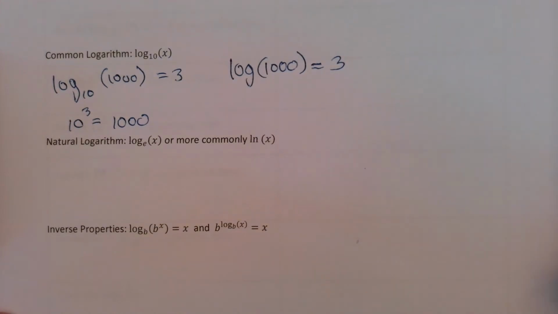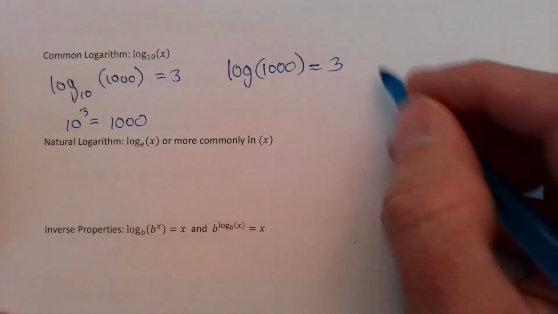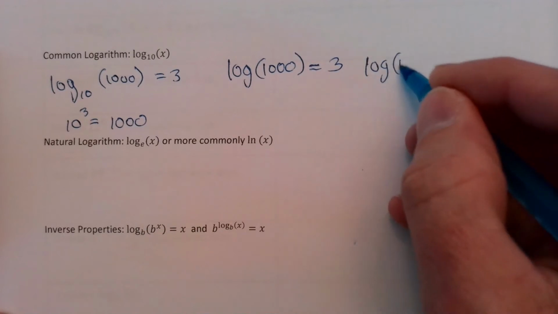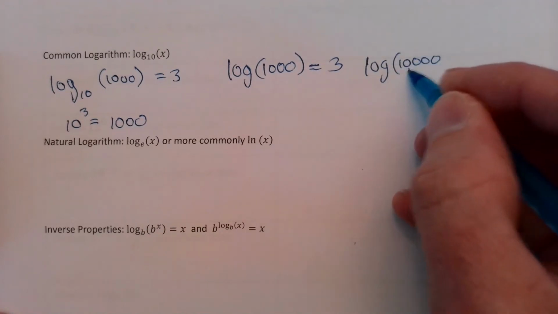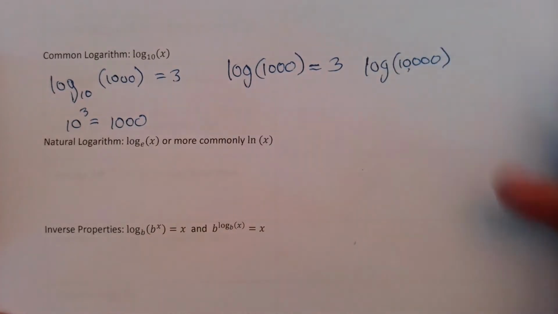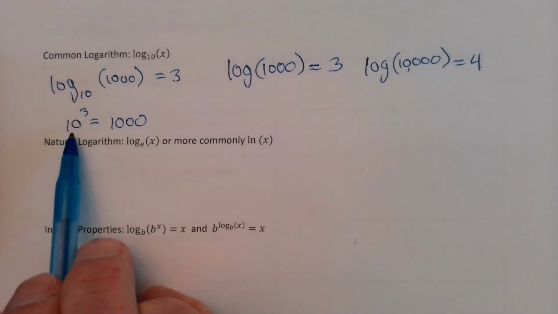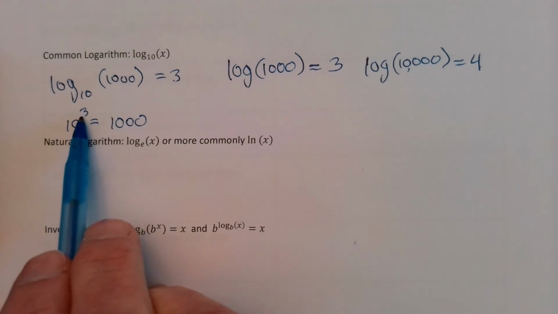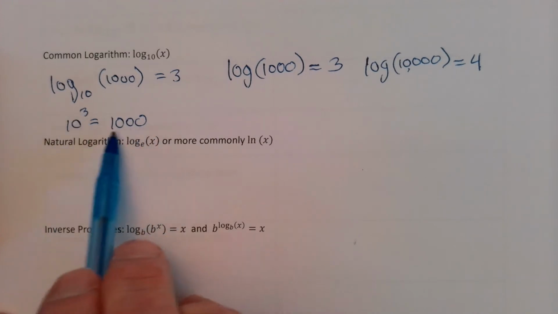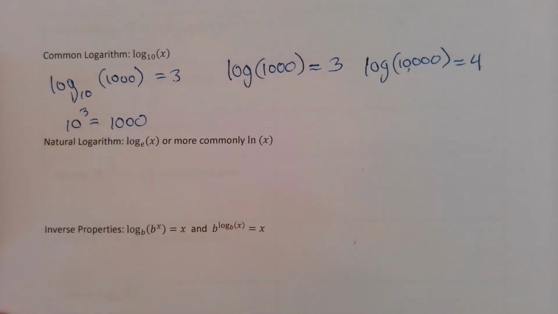Okay, here's another common log question. What's the log of 10,000? Well, that's just a higher power of 10. Turns out to be 4 because 10 raised to the 4th power is just going to add another 0 on here and give you 10,000.